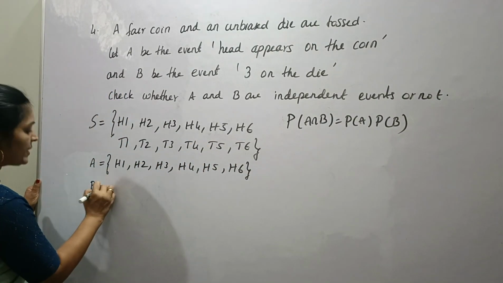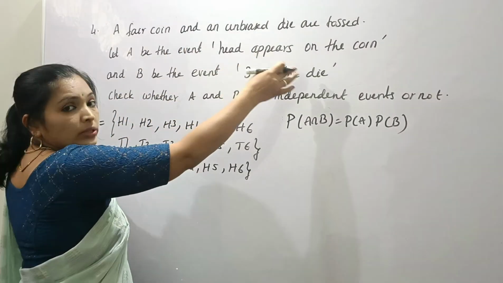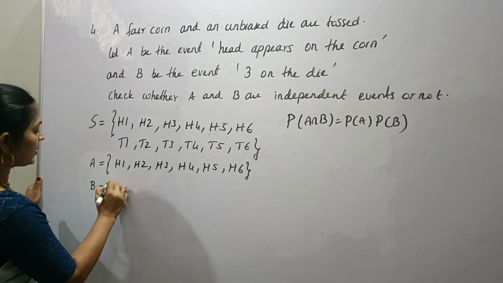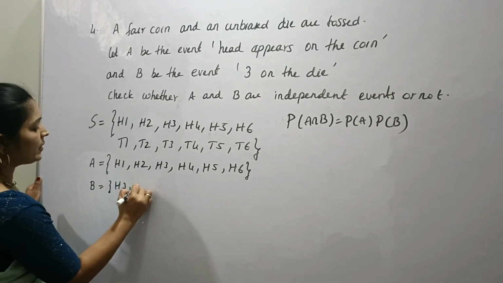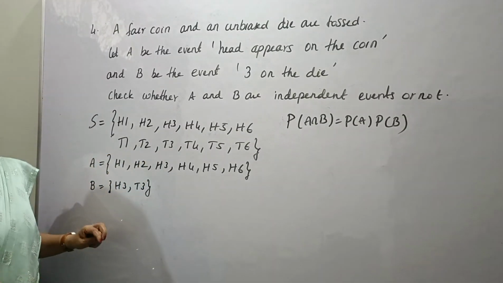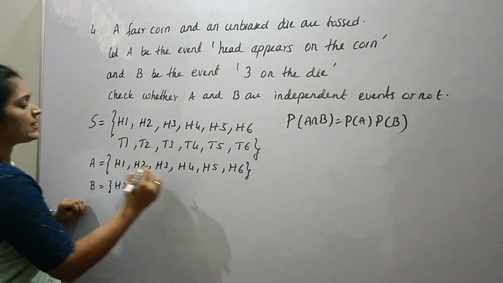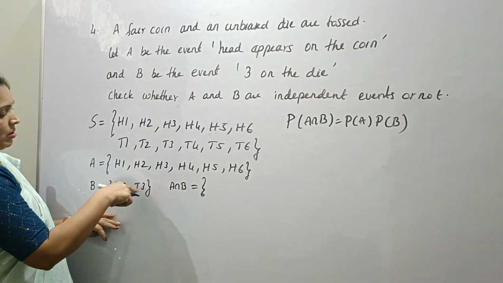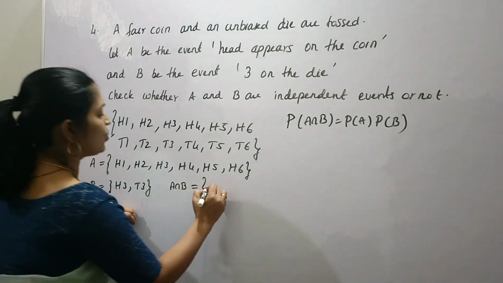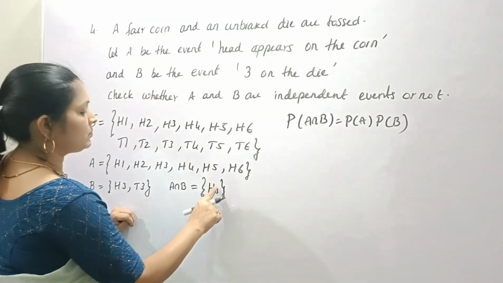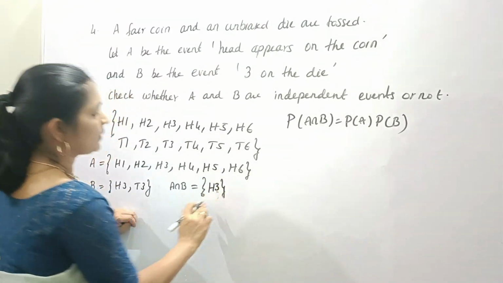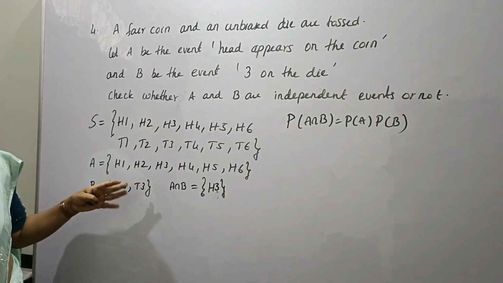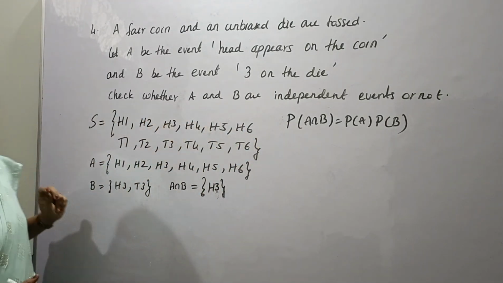Next, B is the event 3 on the die. So what are the possible outcomes? H3, T3, right? H3, T3. Now let's write the intersection of these two events. A intersection B is equal to H3, which is common, so H3. Now let's find the probability of A intersection B, probability of A and probability of B.